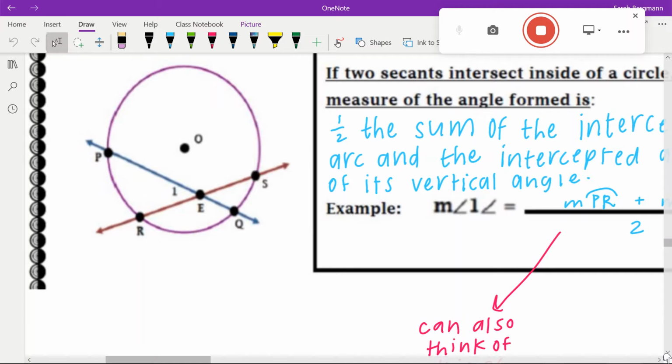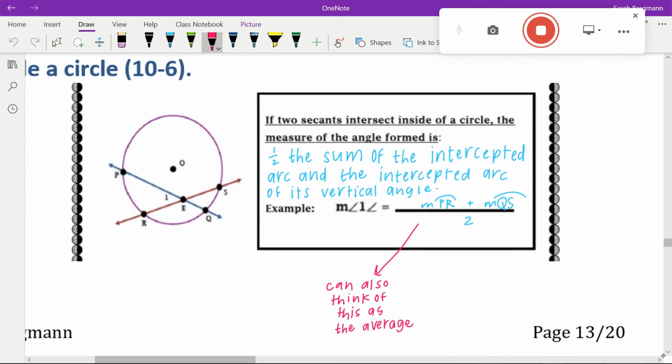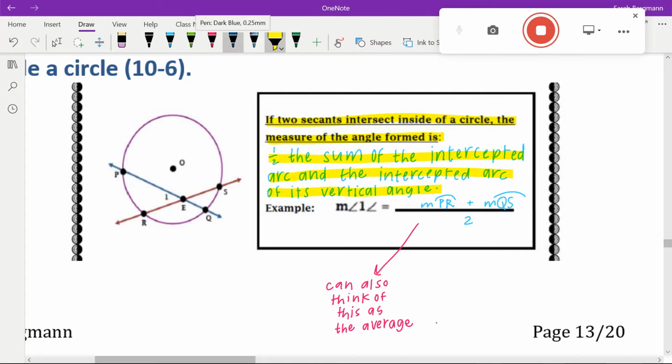As you can see, these two lines intersect inside of this circle O. These two lines are secant lines because they cut through the circle at 2 points. So what this says is if two secants intersect inside of a circle, the measure of the angle formed is half the sum of the intercepted arc and the intercepted arc of its vertical angle. Let's get an idea of what this actually means.